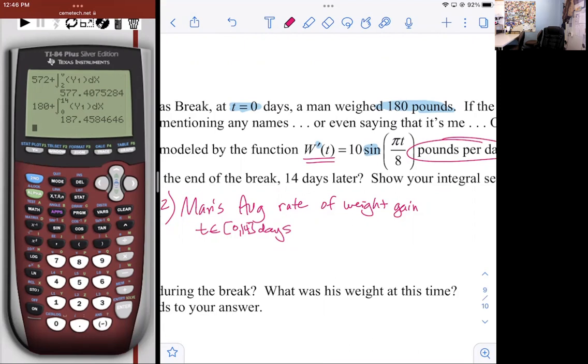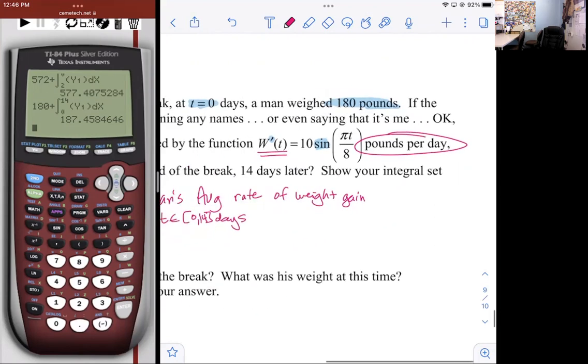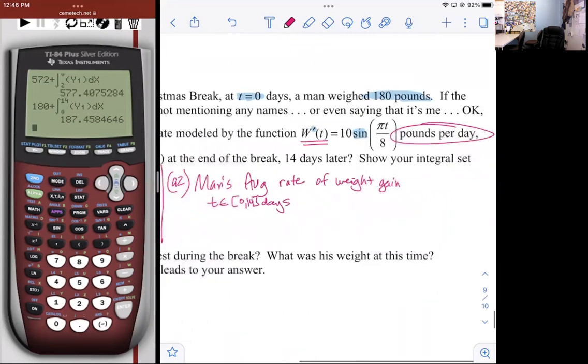Average rate of weight gain, if it were the difference quotient, would give me pounds per day per day. I want my units to be pounds per day. I want the average of that function right there. That's the average value, so it won't say use the average value formula. You're going to use the units that are given. What is his average rate of weight gain?